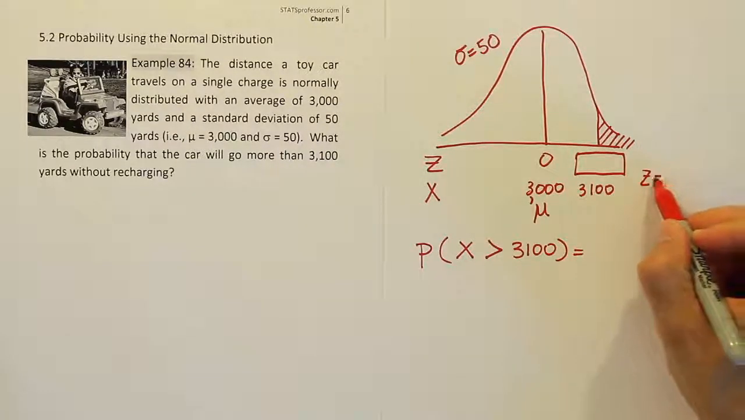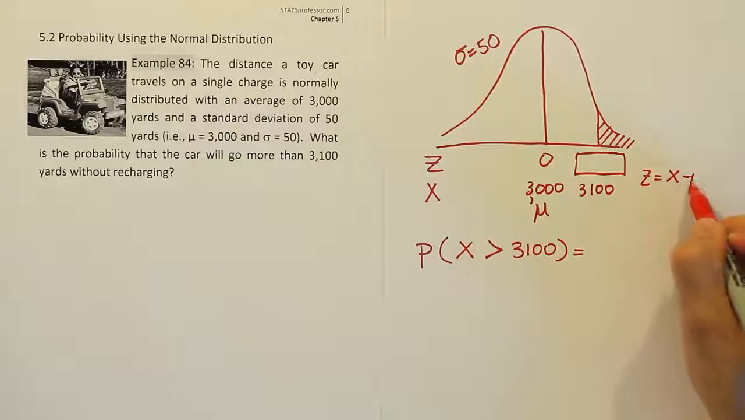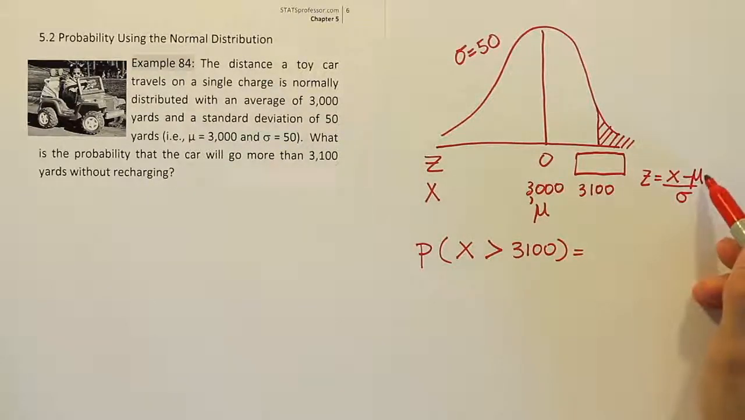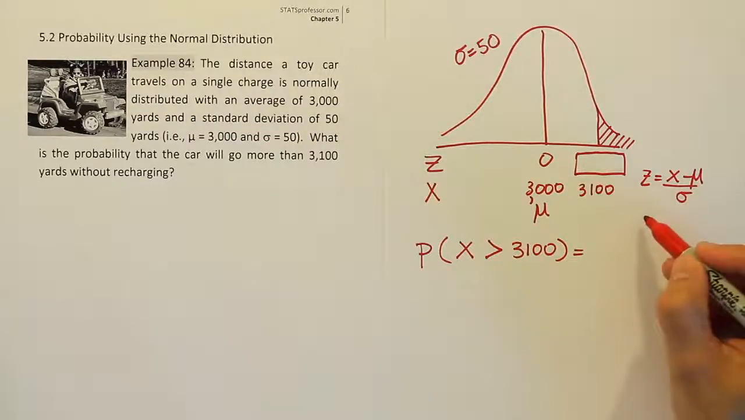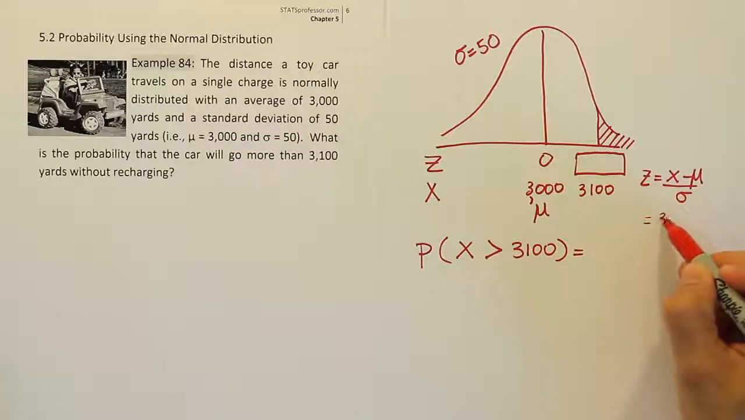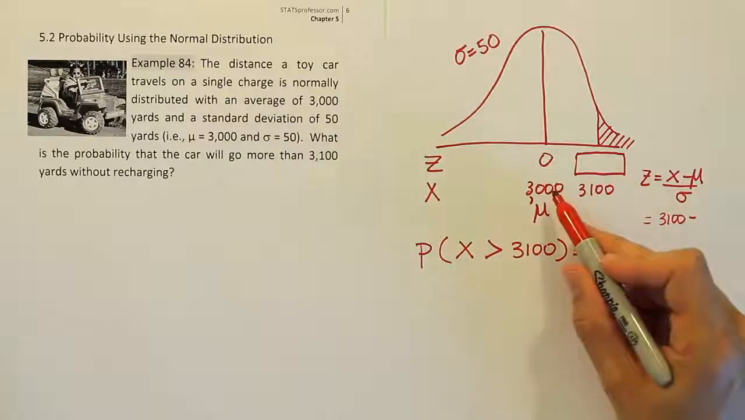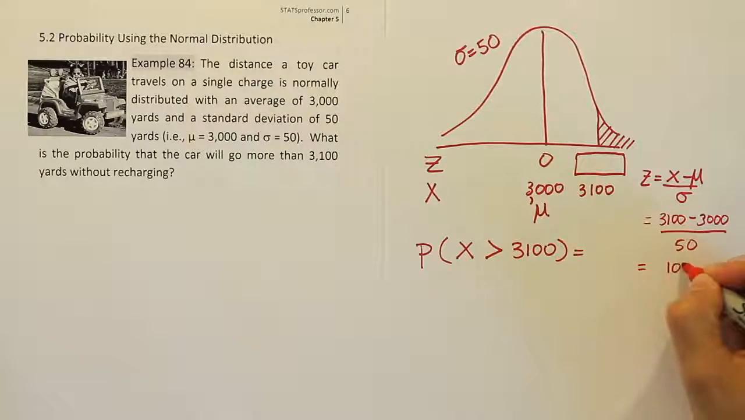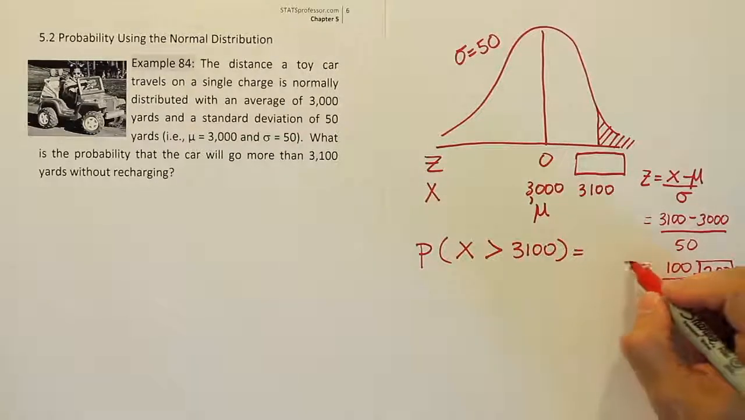The z-score is the number I want to convert minus the mean, over the standard deviation. I have the number I want to convert, the mean, and the standard deviation. So if I plug that all in, I get 3,100 minus the mean of 3,000, divided by the standard deviation, which is 50. 3,100 minus 3,000 is just 100, and if I divide by 50, of course, I get 2.00. Remember, that is my z-score.